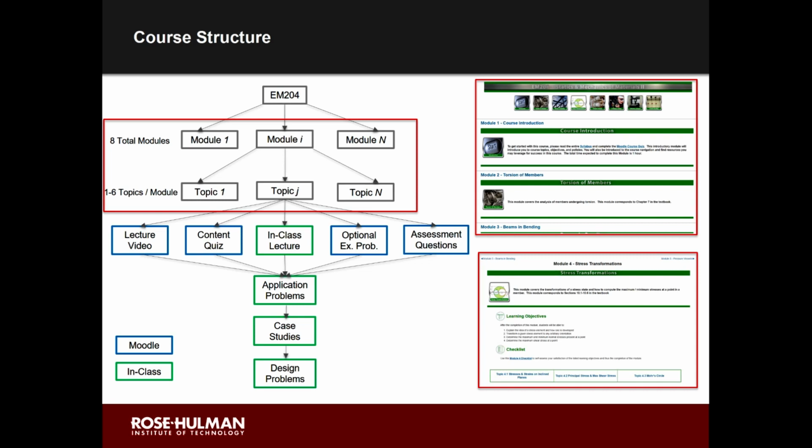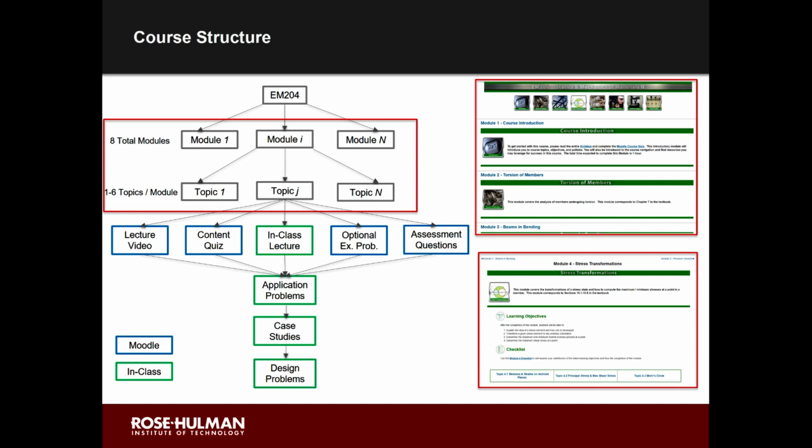Each of these modules roughly represents a chapter of a textbook. It's not a one-to-one mapping, but it's a pretty fair mapping here. Topics include things like the introduction of the course, torsion of members, beams and bending, stress transformations, pressure vessels, and so on and so forth. Each of these individual modules is then broken apart into anywhere from 1 to 6 topics. One can think of these topics as roughly corresponding to sections of a textbook here.